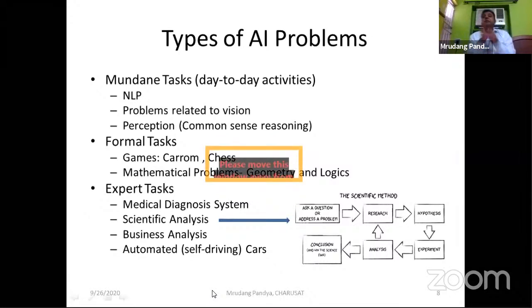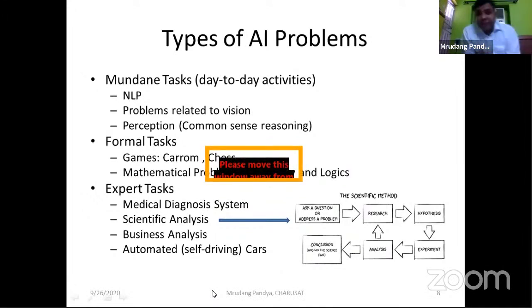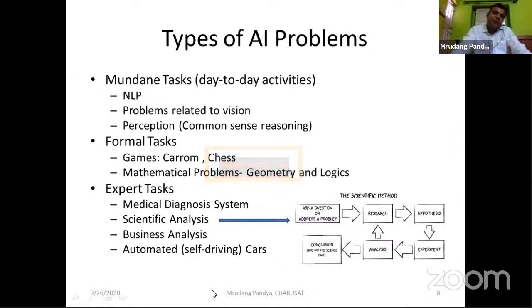Okay, so the three types of AI problems. The problems we are facing in our day-to-day life, that is natural language processing: speaking, listening, reading, writing, right? Problems related to vision, right? Perception, common sense reasoning, right? So these are things we do regularly, day by day, as humans, right? So that task is a problem of artificial intelligence, right? So artificial intelligence is working to solve that, like NLP problems, vision related problems, common sense reasoning problems, right? So you can consider this as a day-to-day activity for humans, right? Mundane task.